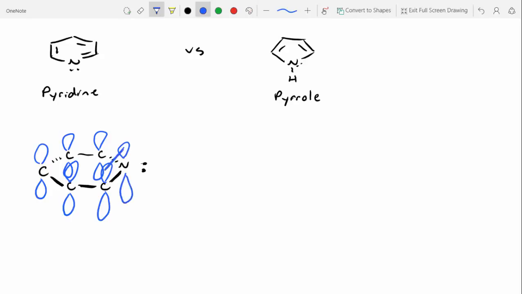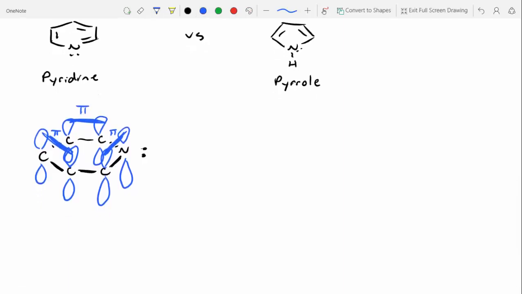So we've got one pi bond right here. We've got another pi bond right here, and we've got another pi bond right here. We've got 3 pi bonds in this ring system. So I'll label this as pi, pi, pi. Right, so if we go through and we try to count how many electrons are in the p orbital system, how many would there be? 6. Is this aromatic? Yes, it's going to be aromatic.